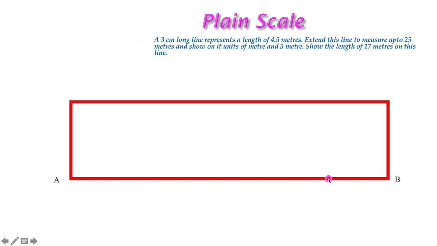Though we will not show this, we will show here that AB equals 25 meters. Now, here you also see the unit of meter, meaning we have to show the 1 meter division also. So first let's divide this 25 meter line into 5 equal divisions.